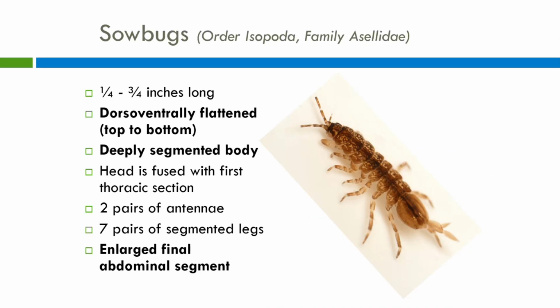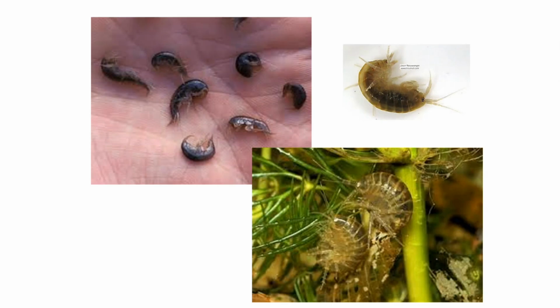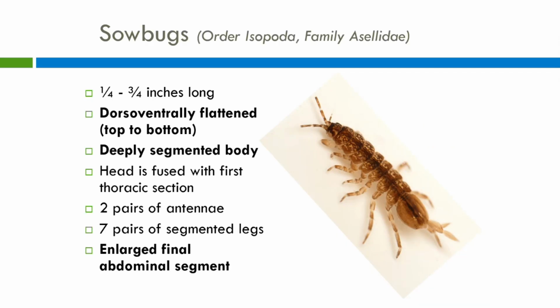And they tend to be, this is another thing, kind of rounded, like a C shape. So you'll find them on their side, also rounded. Now, sow bugs are also a crustacean. They also have 7 pairs of segmented legs and 2 pairs of antennae.